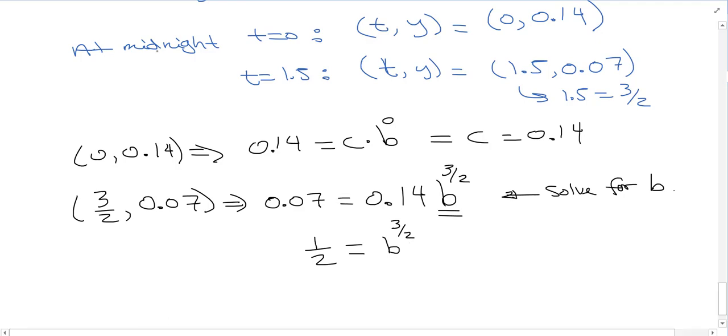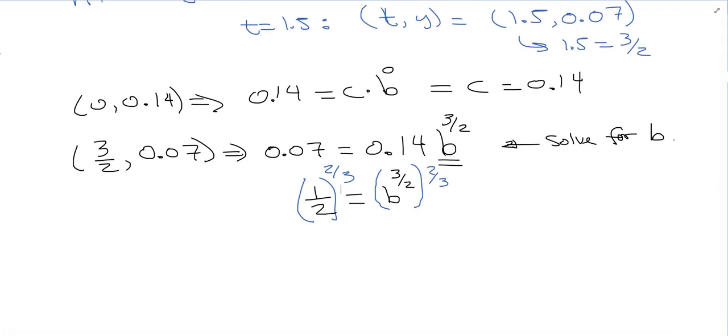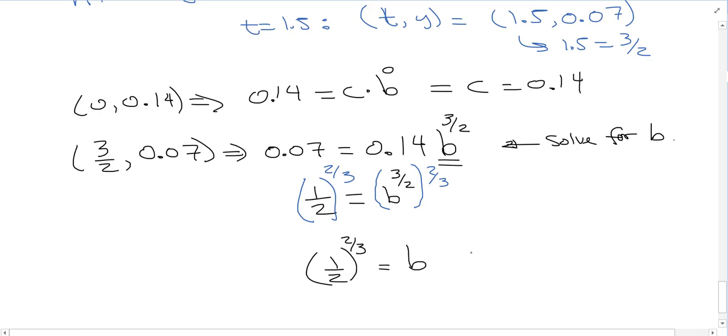And this is the reason why I'm using fractions, because now how do I get rid of the 3 halves? Power to power will multiply exponents, right? So that means I can raise this to the 2/3 power, because then those will cancel, leaving me at 1. But whatever I do to one side, I must do to the other. So I get to the 2/3 power. So my b is 1/2 to the 2/3 power is b.